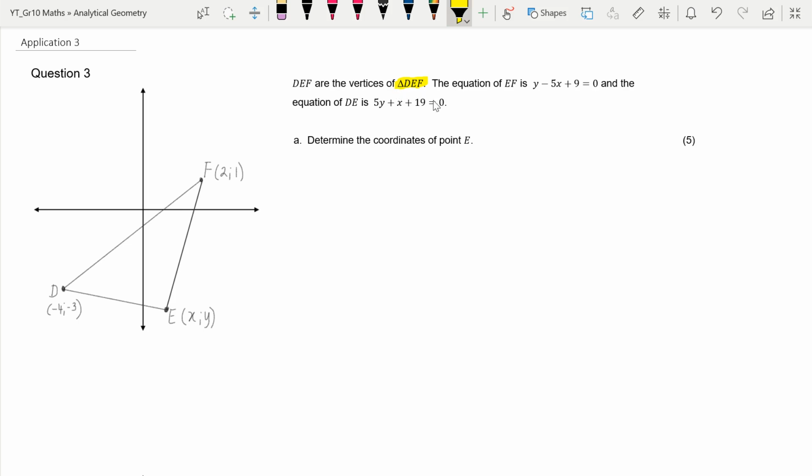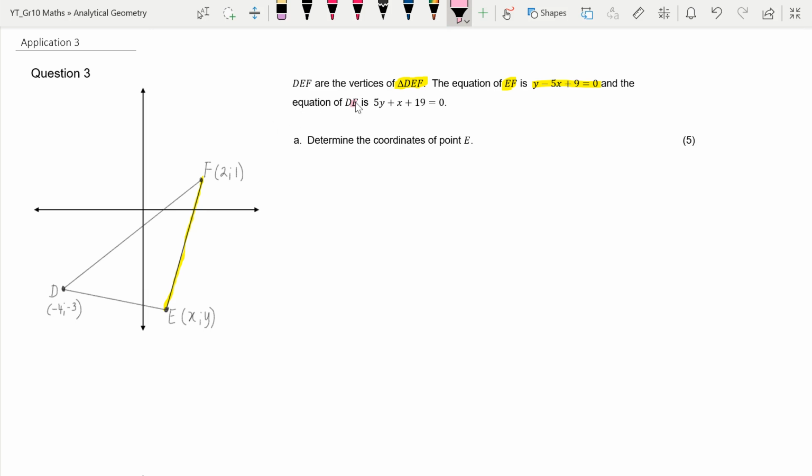Nothing funny so far. The equation of EF is given. They are saying that the equation of that straight line is y minus 5x plus 9 equals 0. That is clearly not in the standard form for a linear function, which is y = mx + c. We can obviously put that in standard form by isolating the y, but there's no need just yet. Let's see what they're going to ask.